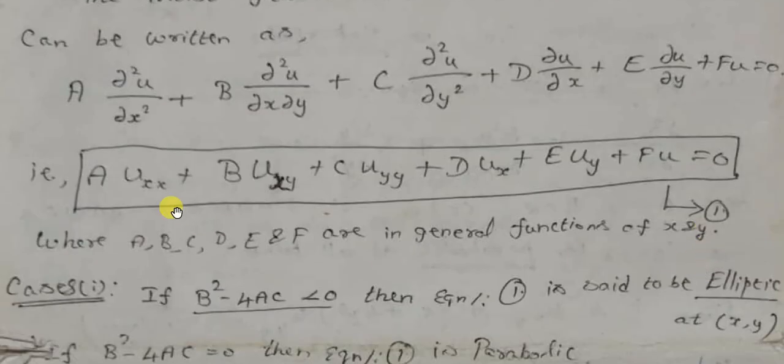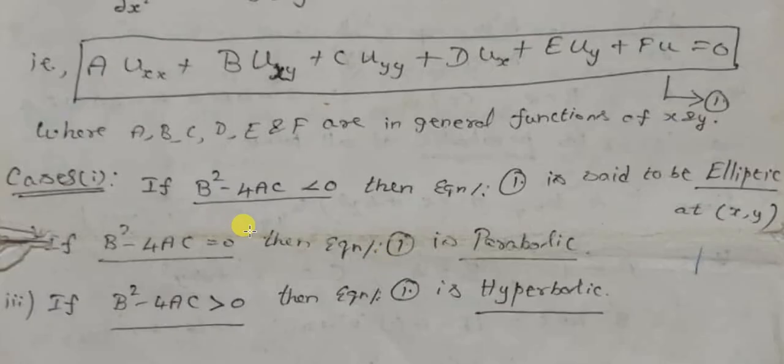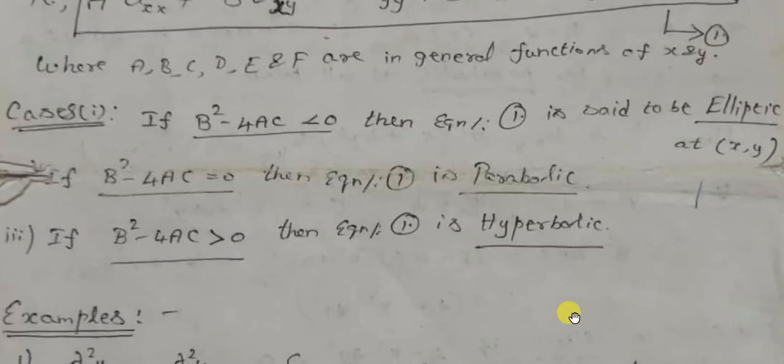So first identify the coefficient of u_xx, which is A, the coefficient of u_xy, which is B, and the coefficient of u_yy, which is C. Then the condition to classify is to find B² − 4AC. If B² − 4AC is less than 0, then the given equation is classified as elliptic. If B² − 4AC is equal to 0, then the equation is classified as parabolic. If B² − 4AC is greater than 0, then the equation is classified as hyperbolic.